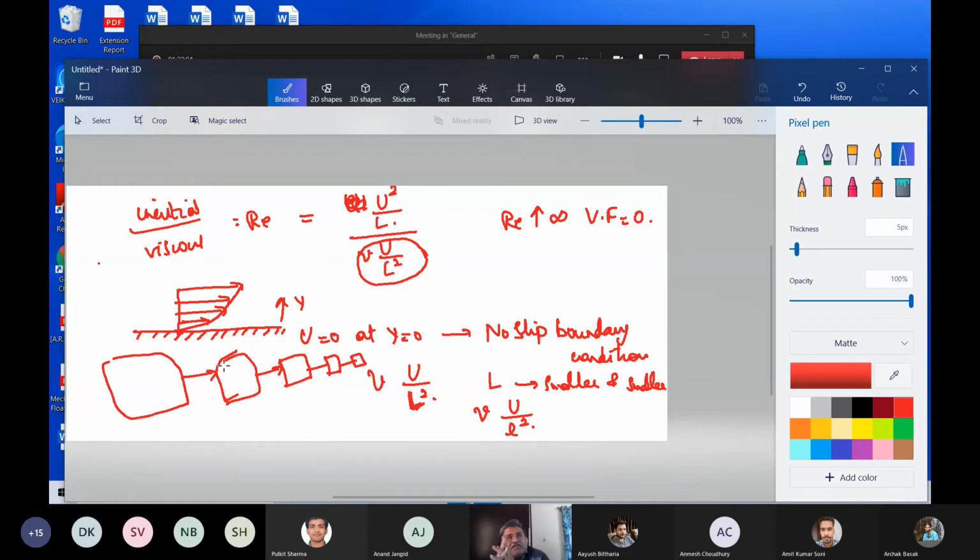You have multiple length scales. Multiple length scales occur because of this reason. The Reynolds number keeps on increasing, and viscosity cannot become zero because the no slip boundary condition has to be satisfied, and as a result you get these eddies of different sizes, different length scales, and then it produces turbulence. Okay, this is turbulence.